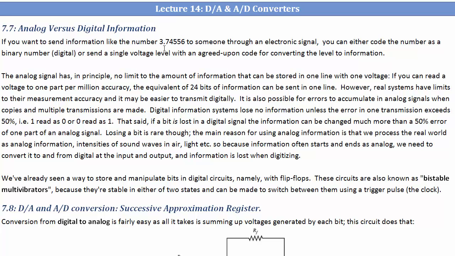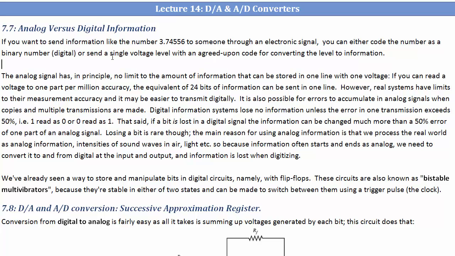Information. If you want to send somebody the number 3.74556 through an electronic signal, you can either just send them the number, like send them a voltage level and let them understand how to interpret that as this number, like maybe you send them exactly 3.74556 volts, or you can encode the number into binary and then send that, maybe by a sequence of pulses at predetermined times.